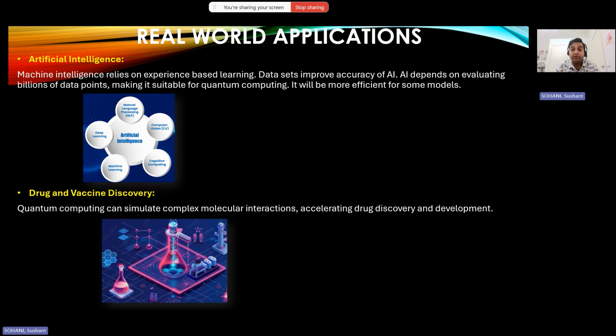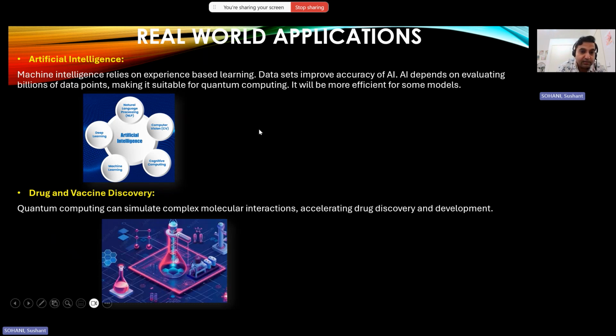Data sets improve the accuracy of AI. AI depends on evaluating billions of data points at the same time. ChatGPT is an everyday example. It's not like Google. When you Google something, you get hundreds to thousands of results, and you don't have time to go through each. But the AI brings all results together and gives you a direct answer, what you want to hear or what is very close to that, making it suitable for quantum computing. It will be more efficient for some models.